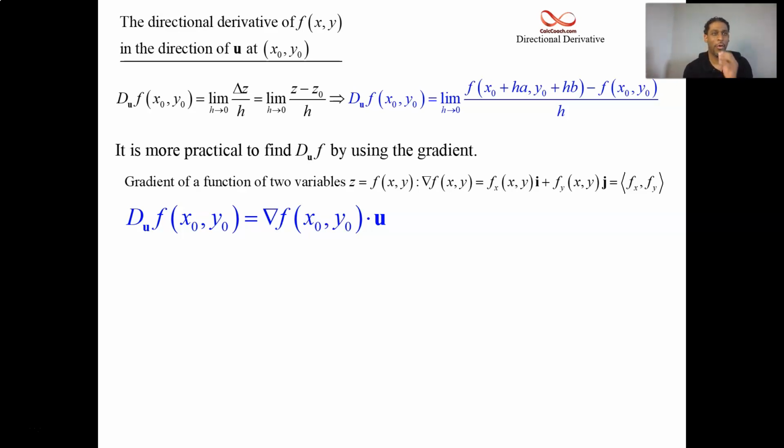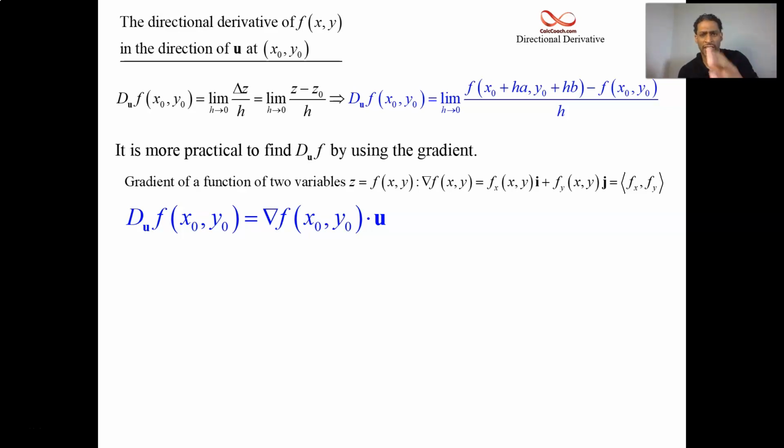We've gone over our 10-minute mark. But this is the calculation. I'll show you why it's the calculation on the next video. I don't want to go too far past 10 minutes. But you just take a dot product between the gradient, evaluated at your point x naught, y naught, dotted with the unit vector. If someone doesn't give you a unit vector, that's okay. You can make it a unit vector by dividing by its magnitude. All right, great. So that's the formula.